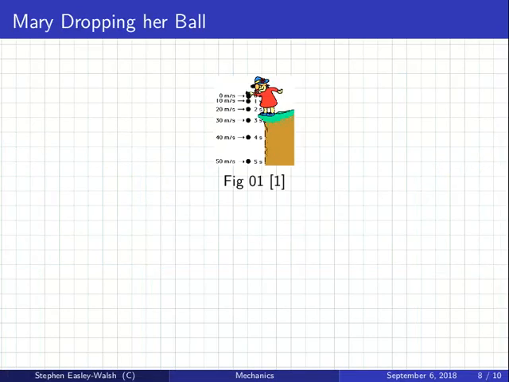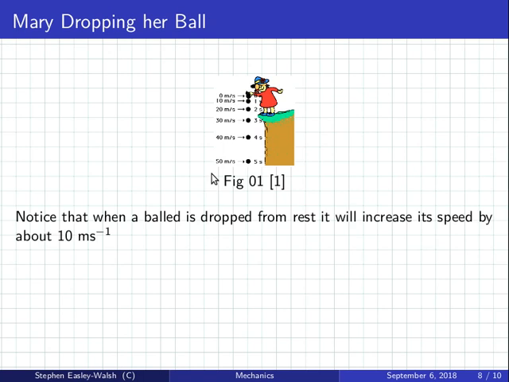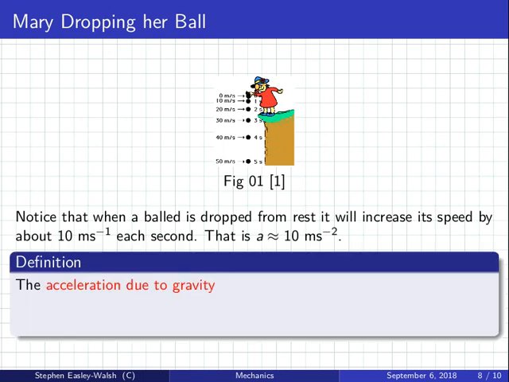Right, here's Mary. Mary's dropping a ball off a cliff, and what she notices is the ball travels faster and faster. So at the beginning, the ball's at rest. Then after 1 second, it's roughly 10. Then after another second, it's going at 20. Then after another second, 30. Then after 4 seconds, 40. And after 5 seconds, 50. So it's going faster and faster. So when she drops the ball, its speed increases by 10 meters per second each second. That means the acceleration is roughly 10 meters per second squared. In fact, we know the precise number: 9.81. The acceleration due to gravity, that is the acceleration when you drop something on the surface of the Earth, is represented by the letter G.